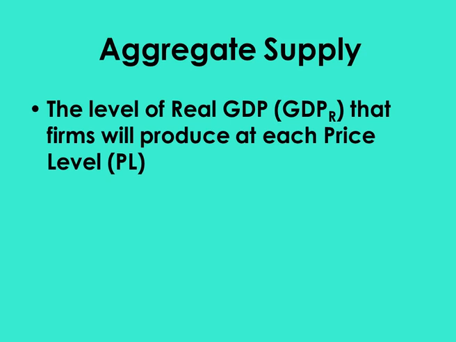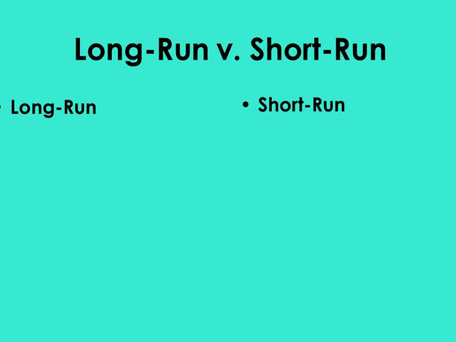Okay, so we're on to aggregate supply. Aggregate supply is the level of real GDP that firms will produce at each price level in an economy. There are two components to aggregate supply: long run aggregate supply and short run aggregate supply.